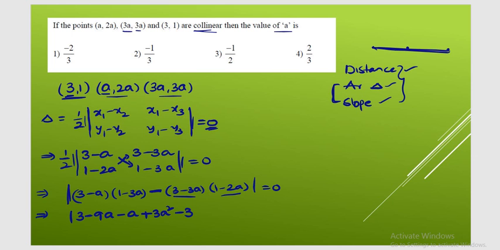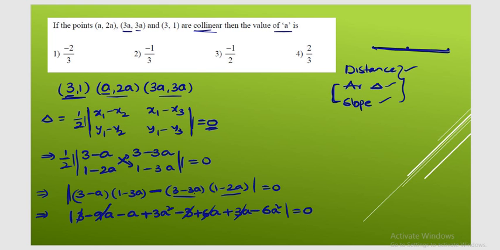So 3 into minus 2, minus 6, that means plus 6a. Minus 3a into 1, minus 3a, which gives me plus 3a. Minus 3a into minus 2a, 6a square, into minus 6a square is equal to 0. Now here minus 3 plus 3 gets cancelled, minus 9a. Here 6a plus 3a is 9a. So minus 9a plus 9a gets cancelled.